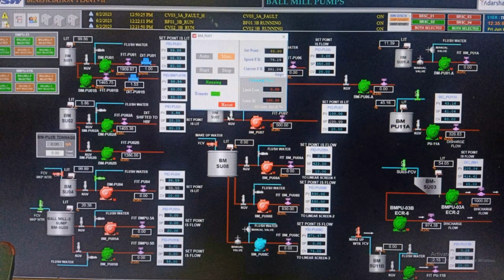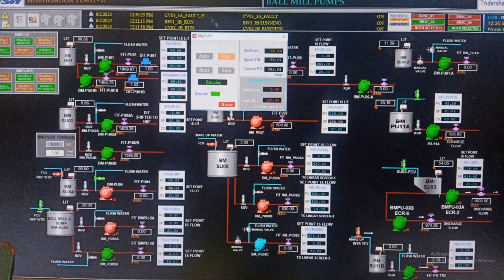For better understanding of SCADA system, I have taken this image from a running plant. On the top it is mentioned ball mill pumps. So this page shows the condition of pumps. Here we can see green symbols. So the green symbols are the running pumps of that plant. On the left hand side we can see there are two red pumps, red indication. So those two pumps are in stop condition, and in the center we can see a blue color pump. So that pump is basically ready.